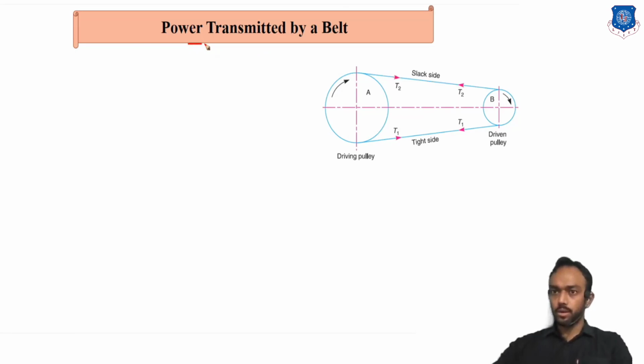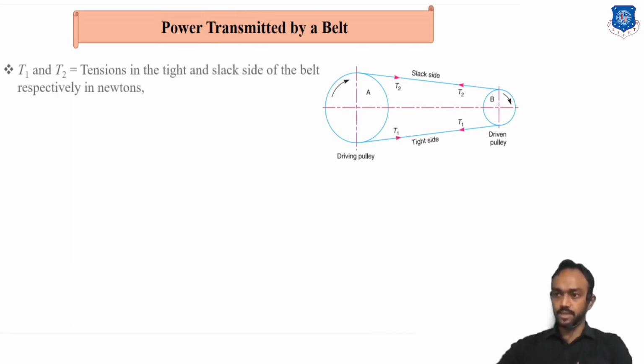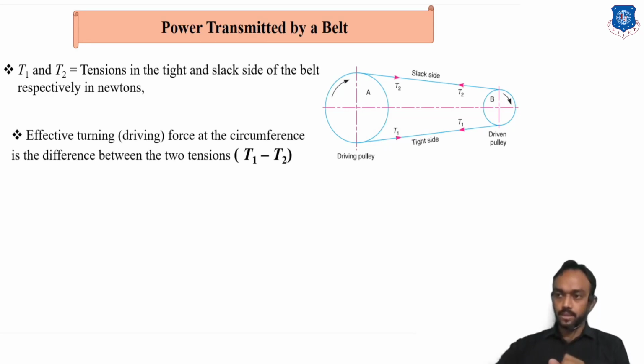Okay, so the power that can be transmitted by belt totally depends on the tension. So you know that T1 is the tight side and T2 is the slack side of the belt, but the difference between these two tensions is the main point for the power transmission. So effective turning force at the circumference is the difference between the two tensions. And it also depends upon the velocity.